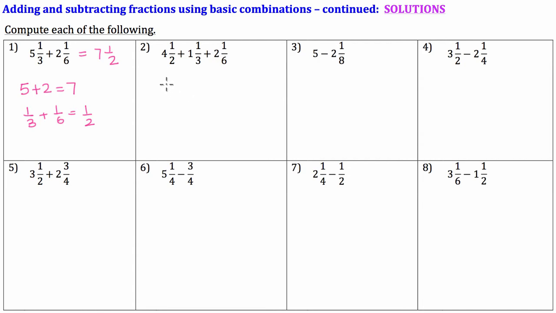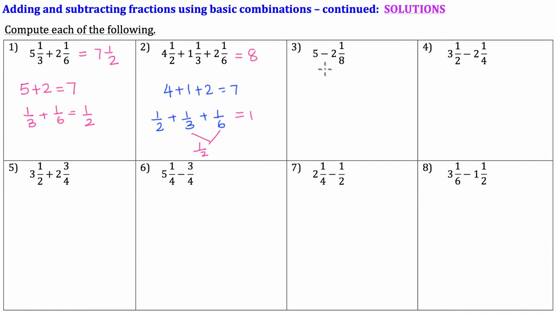Again, let's add up the wholes. 4 plus 1 plus 2 equals 7. Then let's add up the fractional parts. 1 half plus 1/3 plus 1/6. How do we do that? We know that 1/3 plus 1/6 is a half, and half plus half equals 1. So the sum of this is 8.